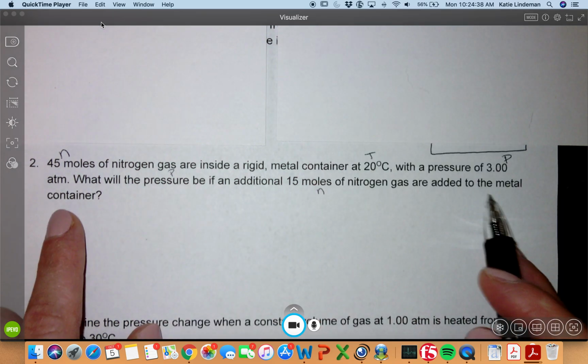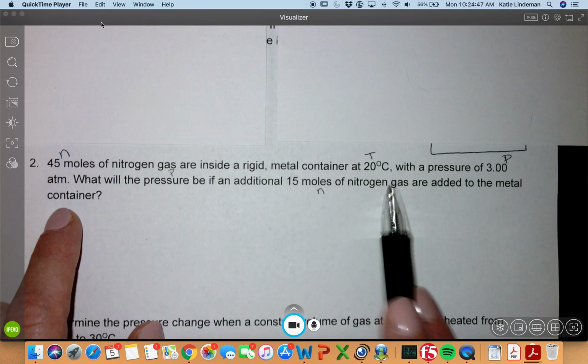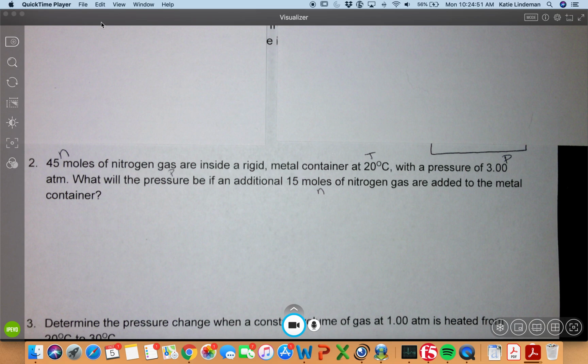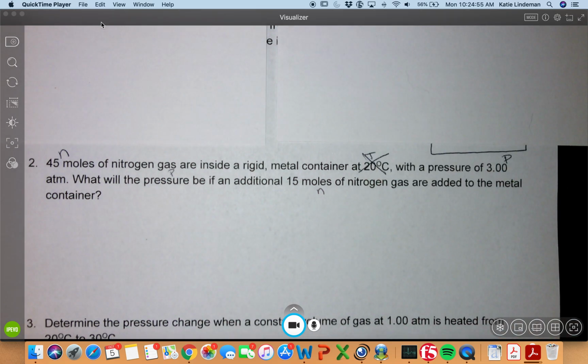Okay, so you'll notice that we have a rigid metal container, so that means that our volume is constant. We also have one temperature value, but we have no mention of change of temperature. So I'm just going to go ahead and cross that out because that also is going to be constant here. Just because you have something mentioned does not mean that it matters with the overall question here.